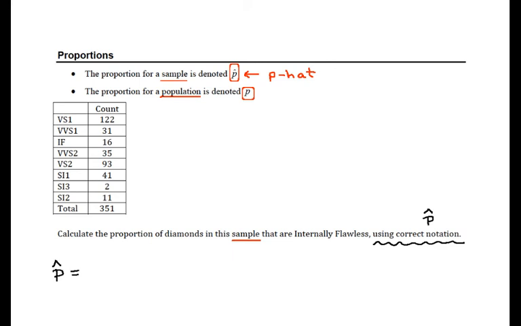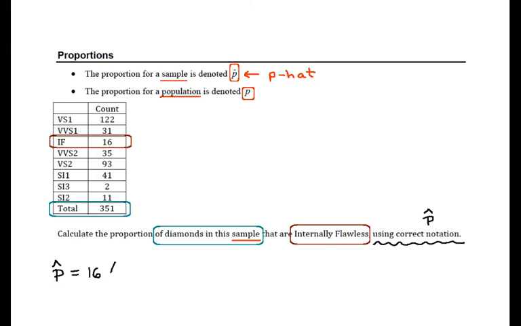We're asked to find the proportion of diamonds in this sample that are internally flawless, so that means we're calculating a proportion of all of the diamonds in the sample, which is 351. This is going to be relevant to part of our calculation. The internally flawless is also going to be part of our calculation. This is how we figure out what two numbers we're going to divide. So to find p hat, we're going to take the number that are internally flawless and divide it by the total number in our sample and get a decimal number.